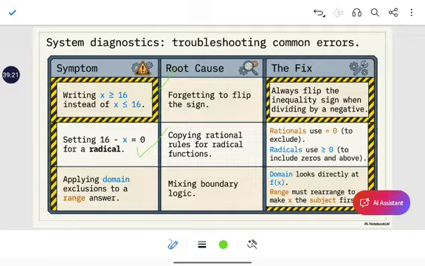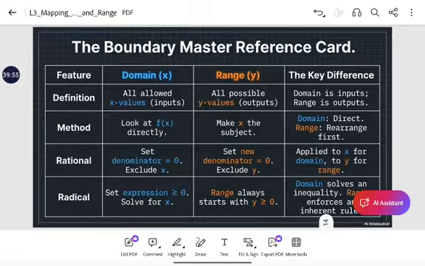Good. And applying domain exclusion to a range answer. All right. Domain looks directly at f of x, where you make y the subject, and for range you must rearrange to make x the subject. So for range, x is the subject. x becomes the dependent, y becomes the independent. For domain, x is independent, y becomes dependent.